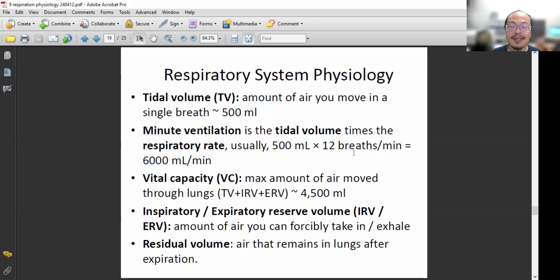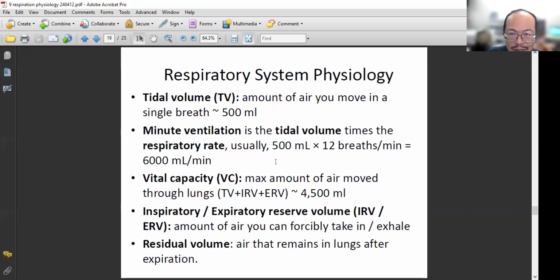Breathing is the same thing. You have how many breaths per minute, 12, and then each time, how much volume you breathe in and out in that cycle. That's tidal volume. So you have tidal volume times respiratory rate, which gives you minute ventilation. You need to know that. Basically, minute ventilation equals tidal volume times respiratory rate. So that's it.